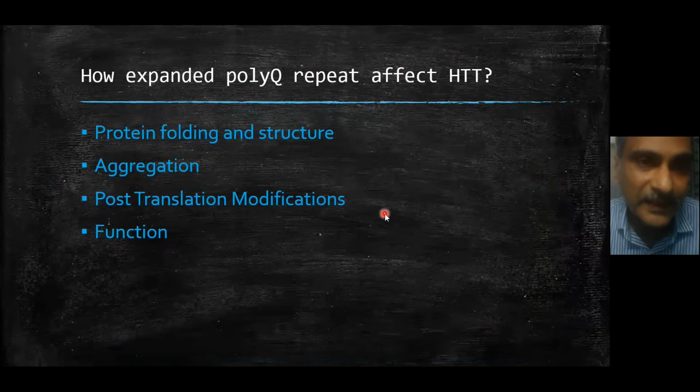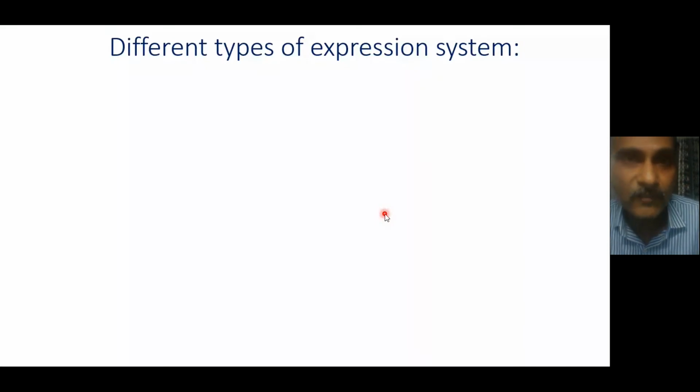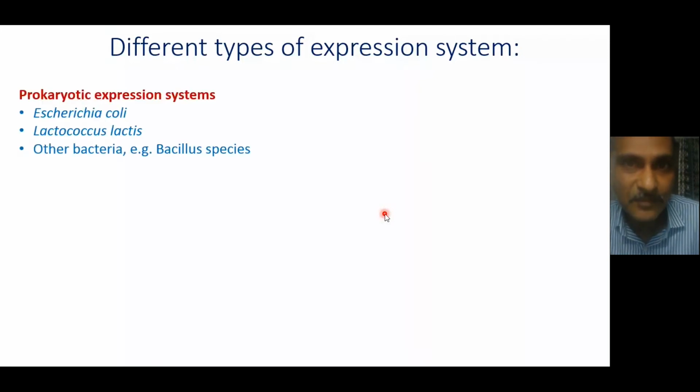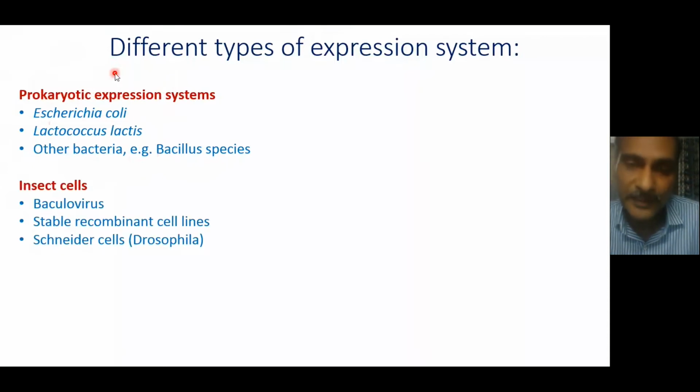Okay, so to address that, we had to look for different expression systems in which we can express this protein with different polyglutamine tracts and see how it alters the structure and function. So we had to explore different expression systems for protein. All of you must be aware that there are prokaryotic expression systems, amongst which the E. coli system is the most popular one. Lactococcus lactis also, and some Bacillus species are also used, but they have some limitations which I'll tell you about later on. So these are prokaryotic expression systems, but then we have the eukaryotic expression systems as well.